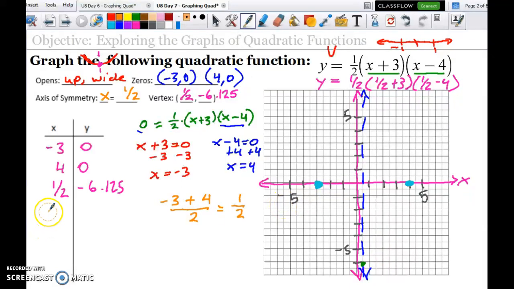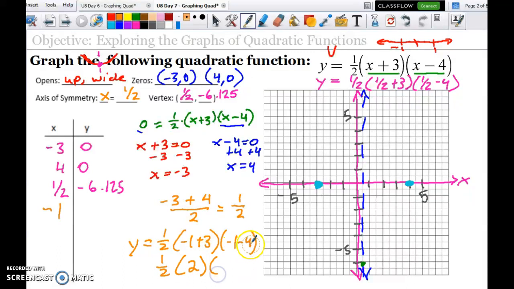I want to put in -1, let's say. I want to put -1 in this equation for x, and then I'll get another y value. So y equals 1/2, and I have -1 plus 3, -1 minus 4. Okay, so I have 1/2. -1 plus 3 is positive 2. -1 minus 4 more would be -5. So I have -10 divided by 2 is -5. That worked out pretty well. -1, -5. I'm going to put that right down here where it's supposed to be.